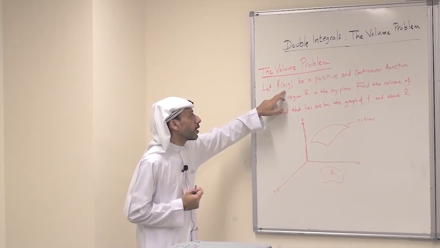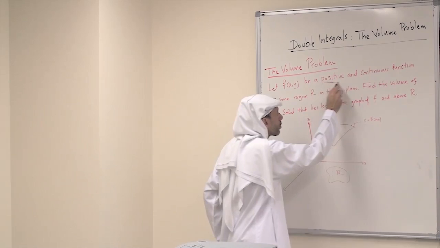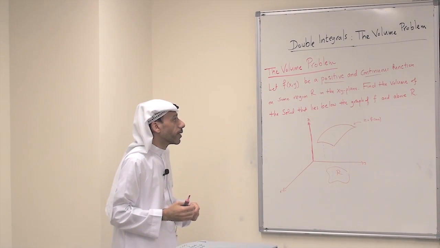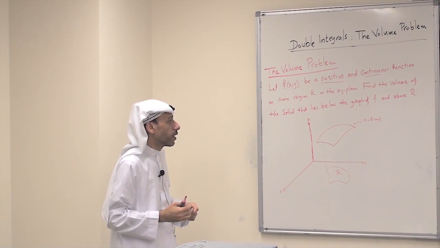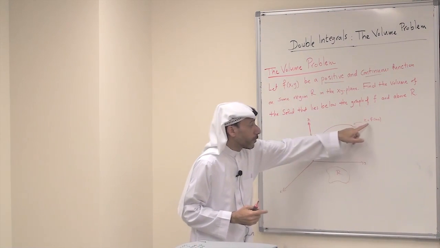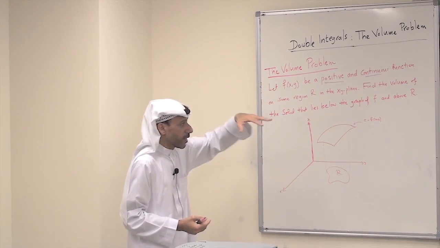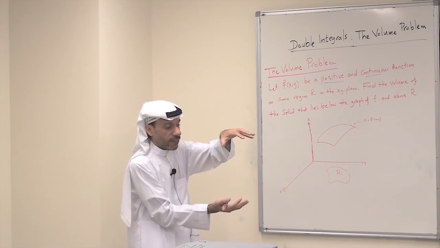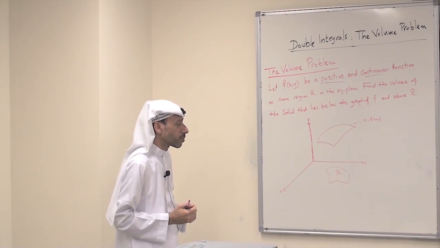Let f of x, y, a function of two variables, be a positive and continuous function on some region R in the xy plane. Find the volume of the solid that lies below the graph of f and above the region R. So we have the graph of the function, some surface, and a region in the xy plane. We need to find the volume of the solid between the surface and the region. So this is the volume problem.